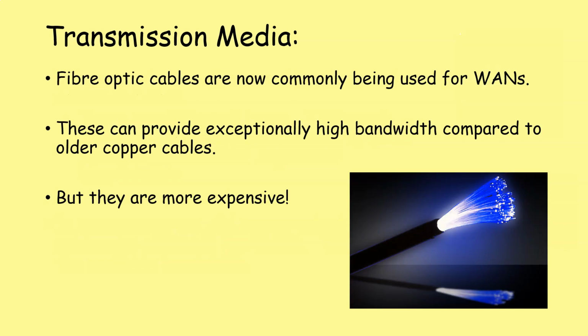Nowadays, we tend to use fiber optic cables for wide area networks. These provide exceptionally high bandwidth compared to older copper cables, but they are a bit more expensive. Essentially, with copper cables, you're transmitting an electrical signal down the copper, whereas with fiber optic, you've got these very, very thin glass tubes, and they're transmitting pulses of light. And obviously, light is the fastest thing that we have.